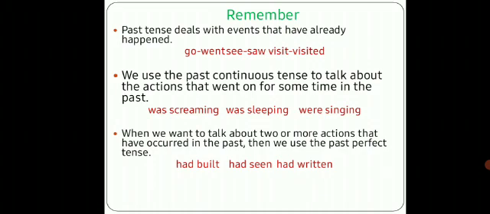So the past perfect tense is what? You have to use to have, but in the past form. Had built, had seen, had written. Don't forget to use the to have form in the past form, and then you have to use the participle, that means verb 3.